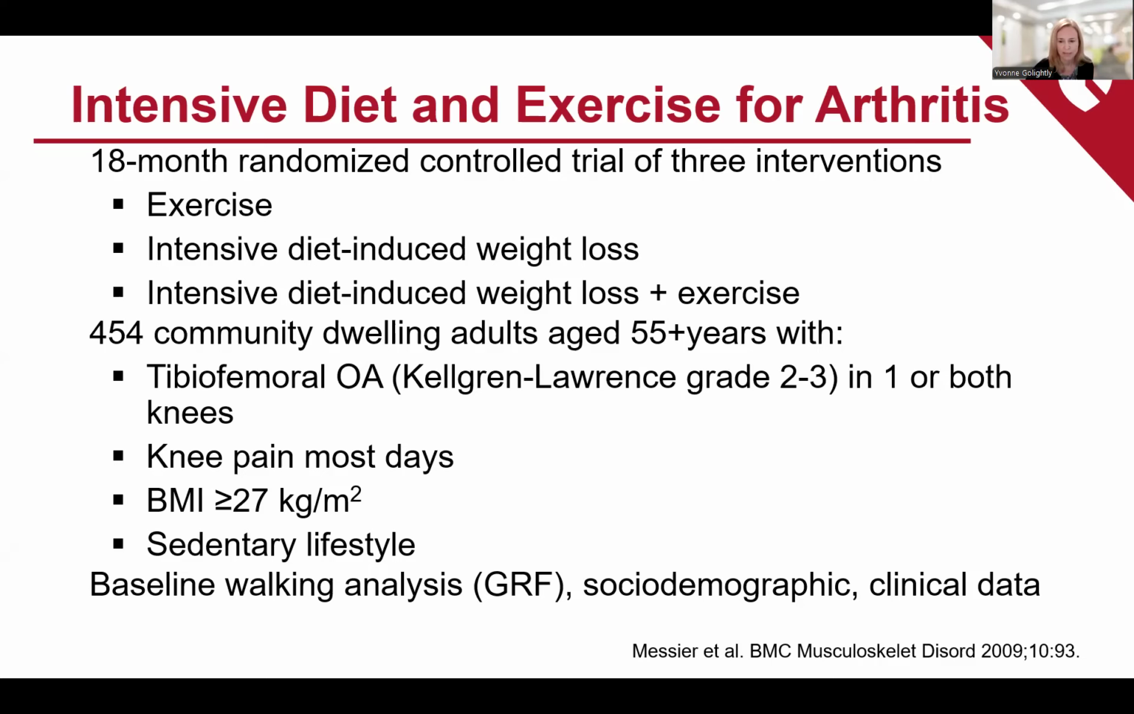And for baseline measures, these were all collected before intervention. They included a walking analysis and then collection of sociodemographic and clinical data. For the walking analysis, the participants wore cushioned shoes that were provided by the laboratory, and they walked at their preferred walking speed on a walkway over a force plate. And they had to do 3 successful trials on each limb for each participant.